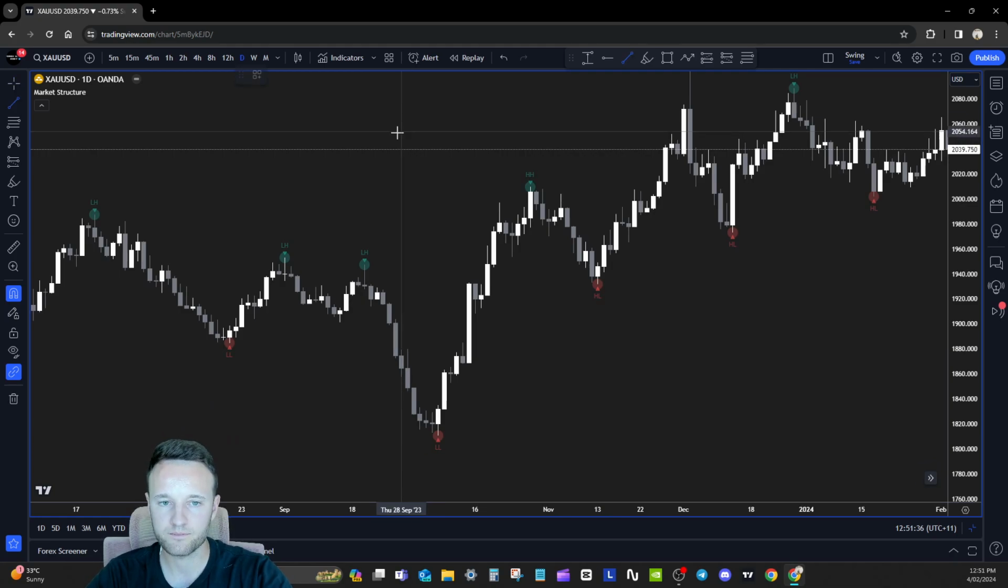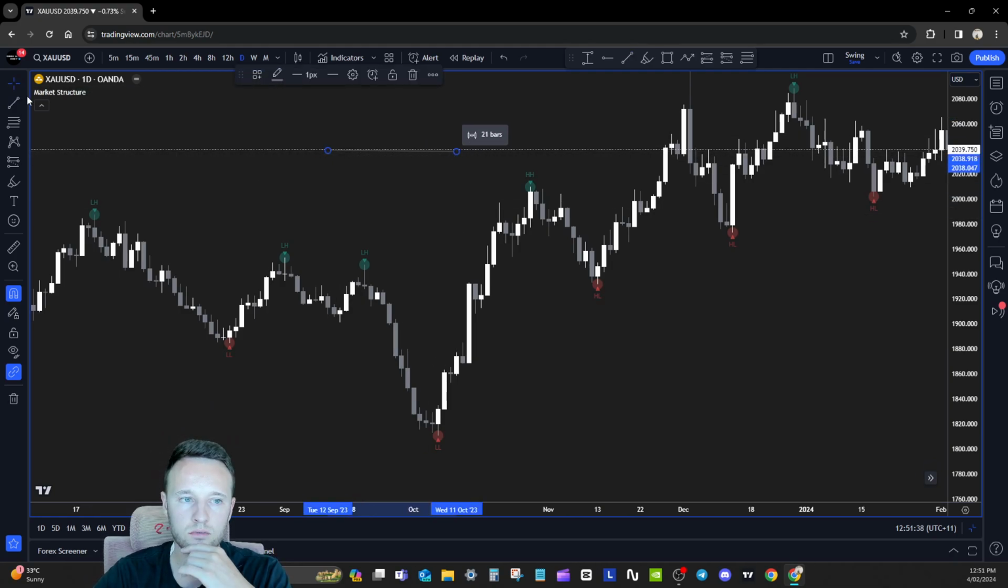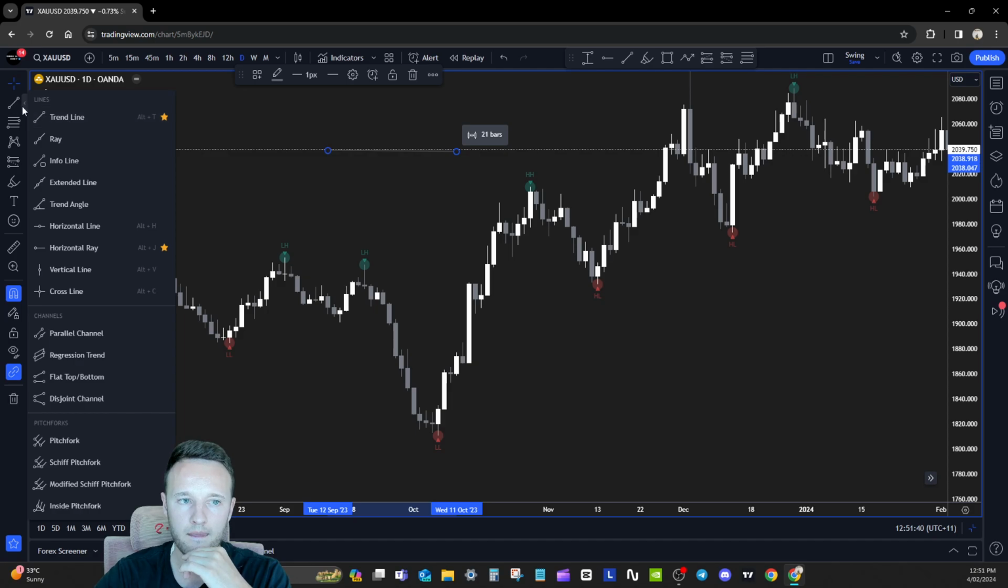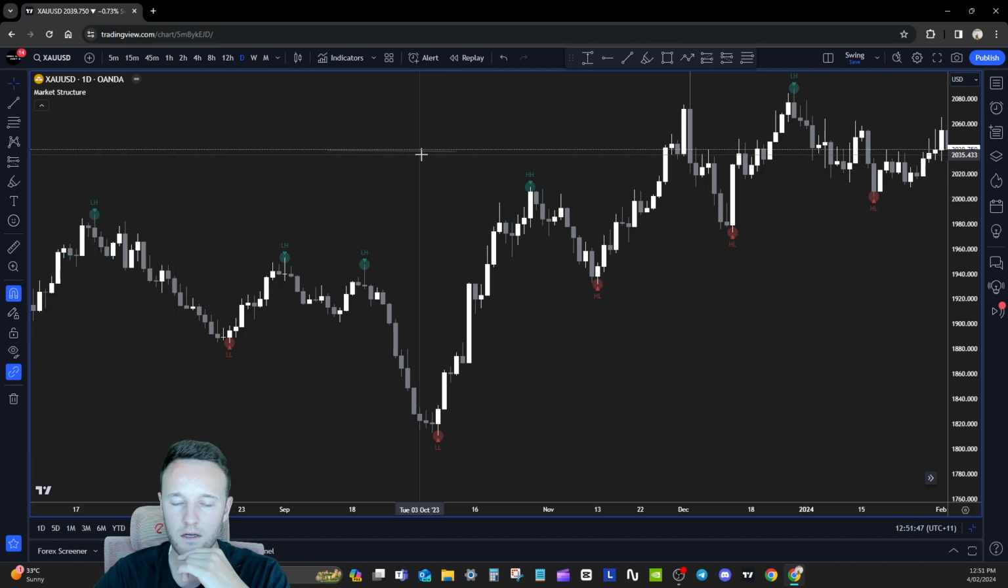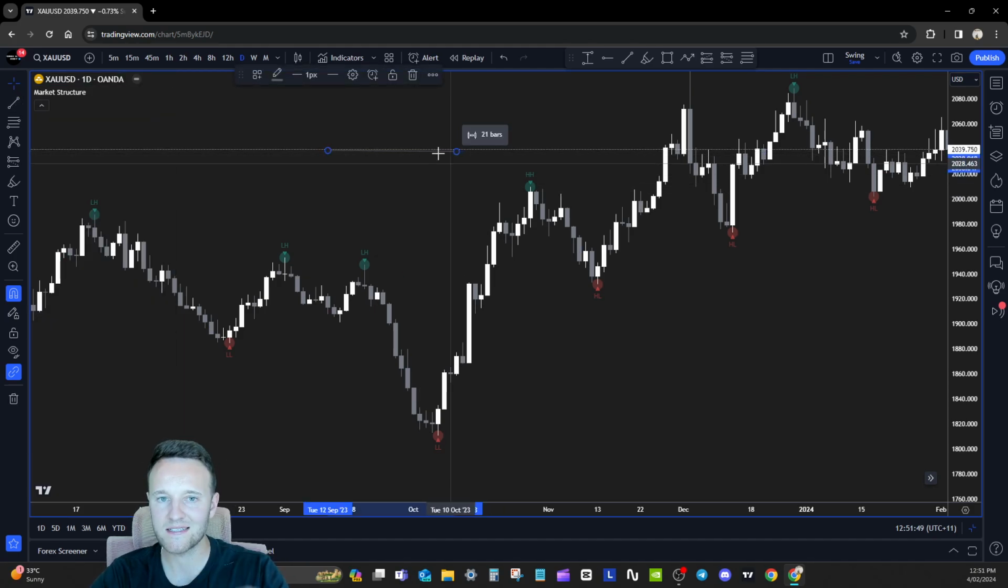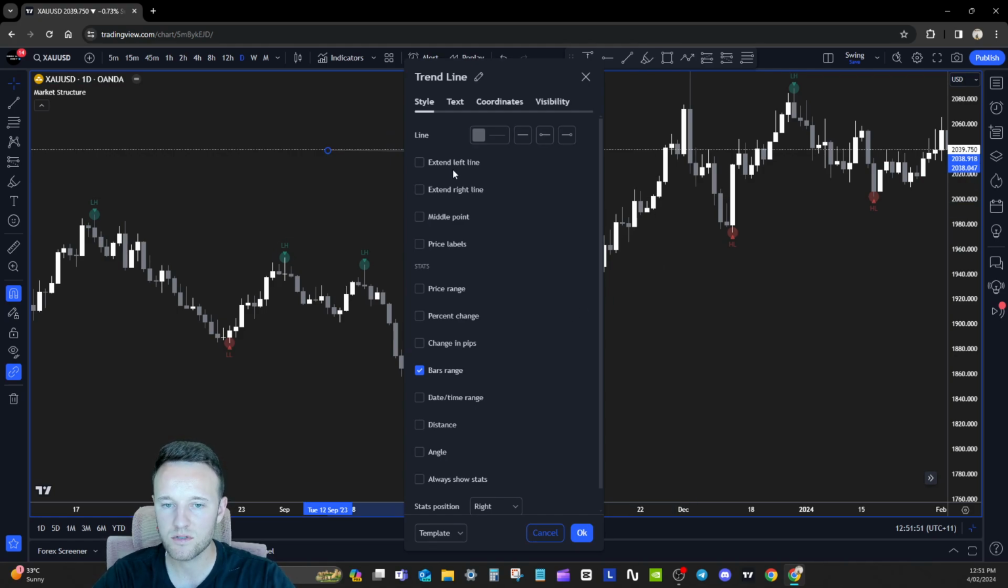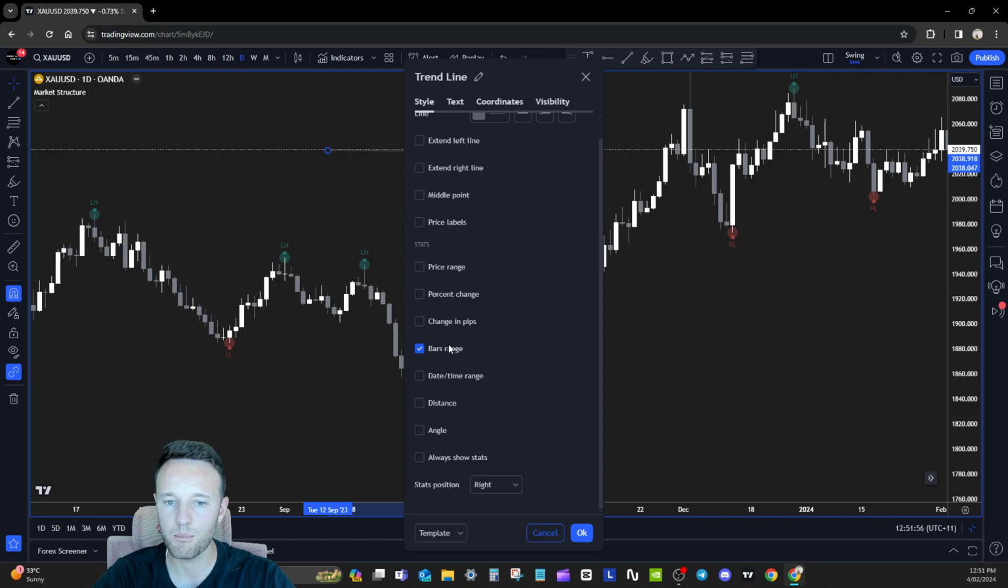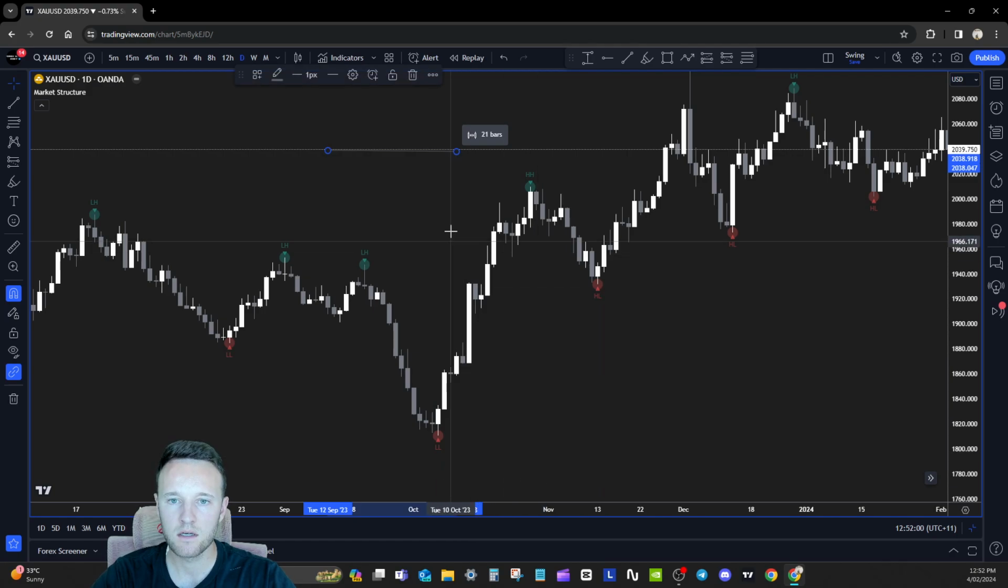So what you want to do is bring up your trendline tool. Your trendline tool is right here. If you go to the left, you see this section under lines, and trendline is the first one. What you want to do is click settings, turn off everything within this trendline tool, and just turn on bars range. Have that one checked. So now when you're drawing out your trendline tool, it just shows you the bars range.